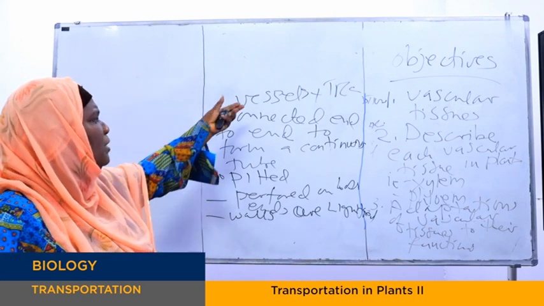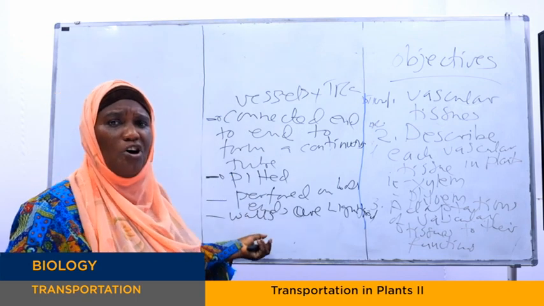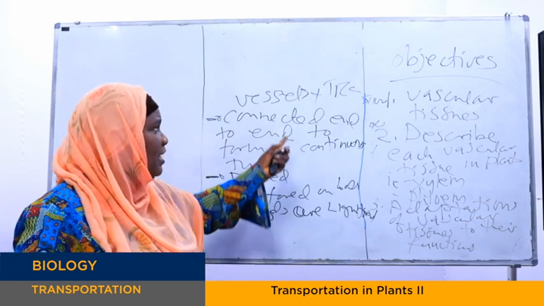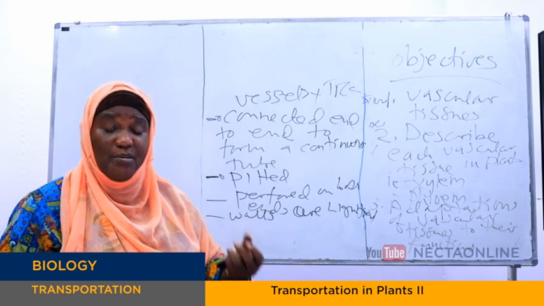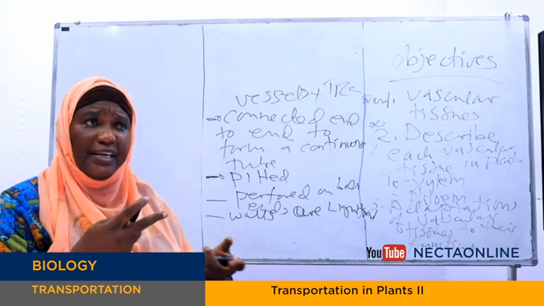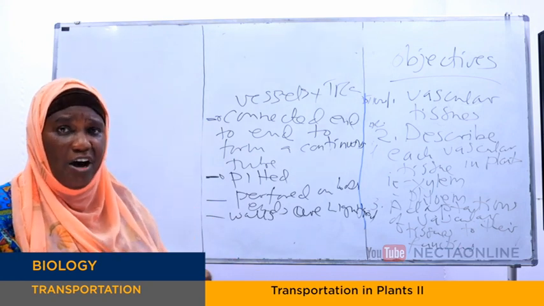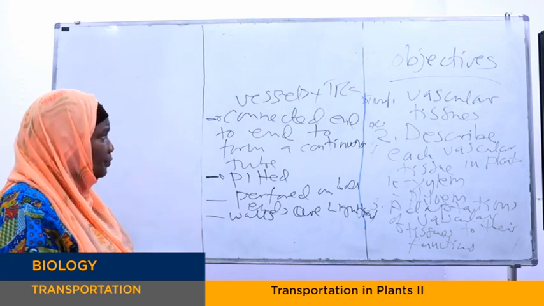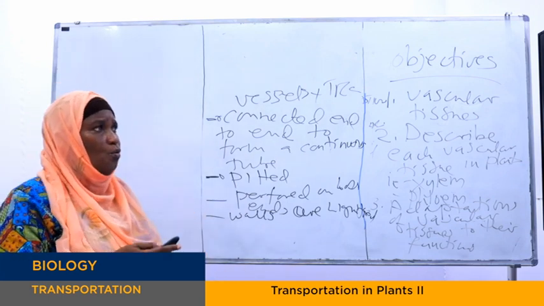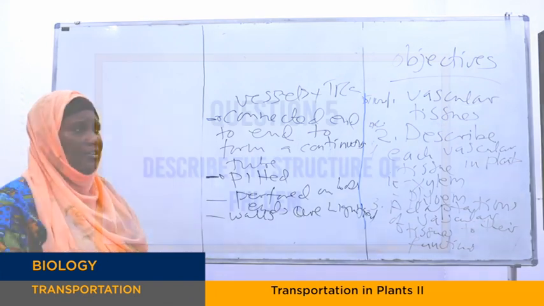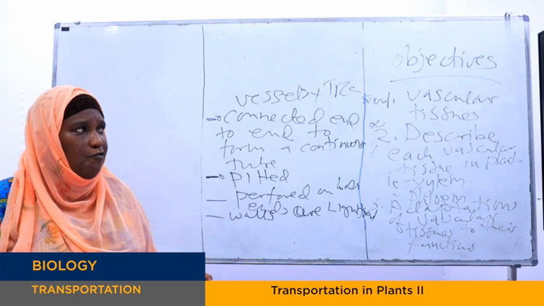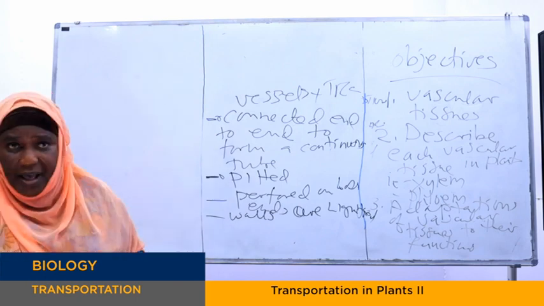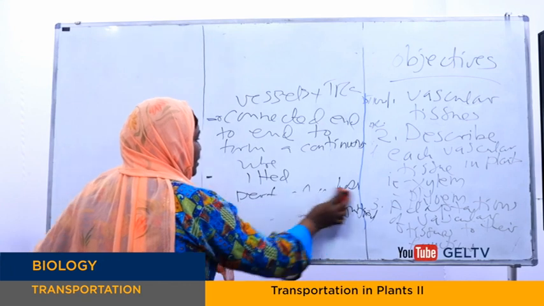As your homework, you will continue finding out many more adaptations of that system, because you already know its description. Therefore, it is easy to link the structure and their roles. Let us now go to question number 5. Question number 5 deals with the description of the phloem.